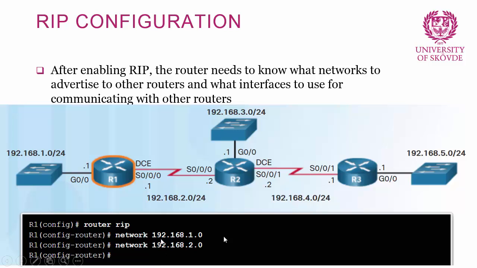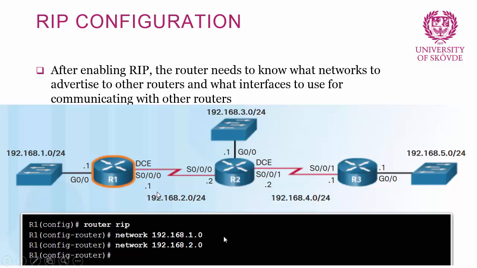So doing the network command, and then we type the network that we want to advertise. So in this case, we do network 192.168.1.0, and then we do network 192.168.2.0 to advertise this network. So advertising a network also enables the interface belonging to that network for sending router advertisements to other routers. So that's all the configuration that we need to do. And then we would do the same on router 2, but in that case, we would advertise this network and this network, and finally we advertise this network and this network on router 3. And also, when two routers that are joined by a link are both advertising the same network, then they're going to form an adjacency, and that is when they are going to start sending networking information to each other.